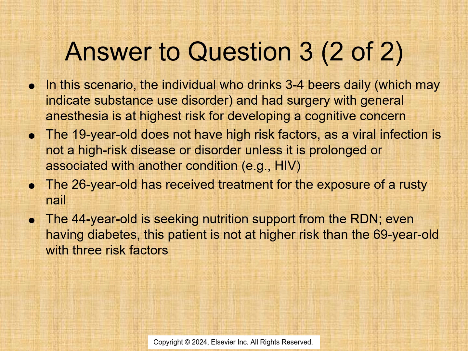The 19-year-old, the responses did not say that they had additional risk factors. Yes, it's a virus infection, but it wasn't prolonged. It wasn't associated with any other condition that we should be worried about. The 26-year-old, okay, so they got their treatment for stepping on the rusty nail. And then the 44-year-old has diabetes, but they're just seeking nutritional support at this point. They're not necessarily any higher risk than that 69-year-old that has those 3 risk factors. That concludes this chapter.